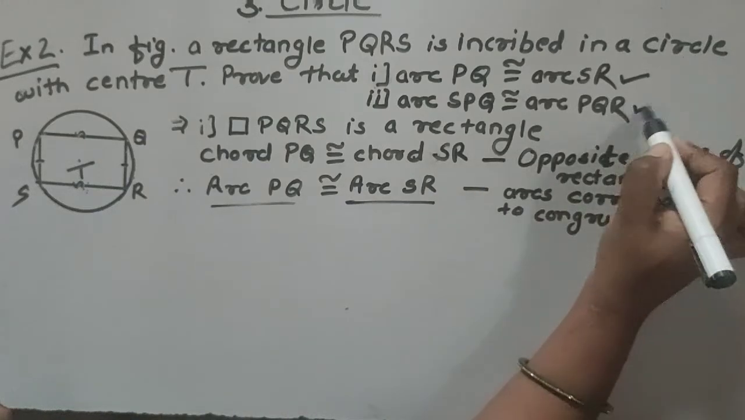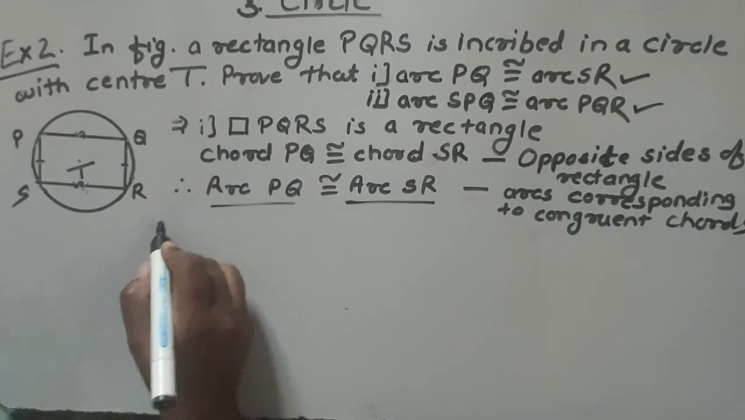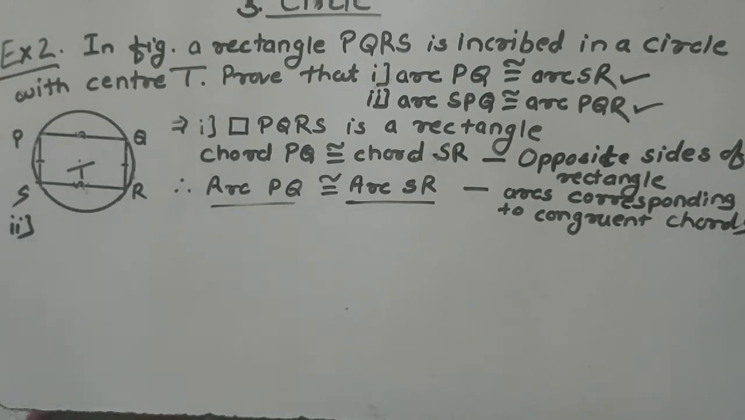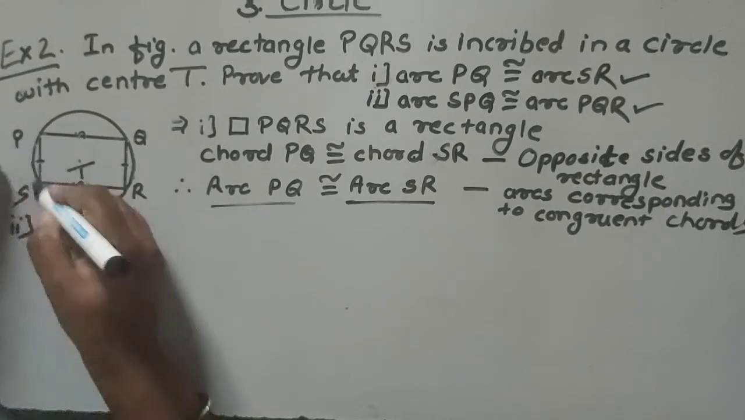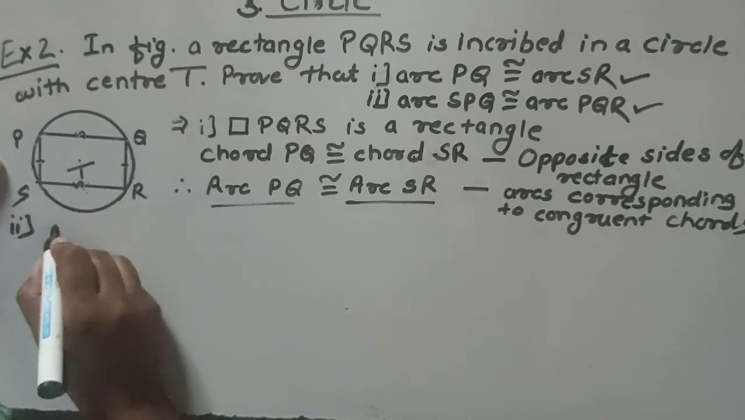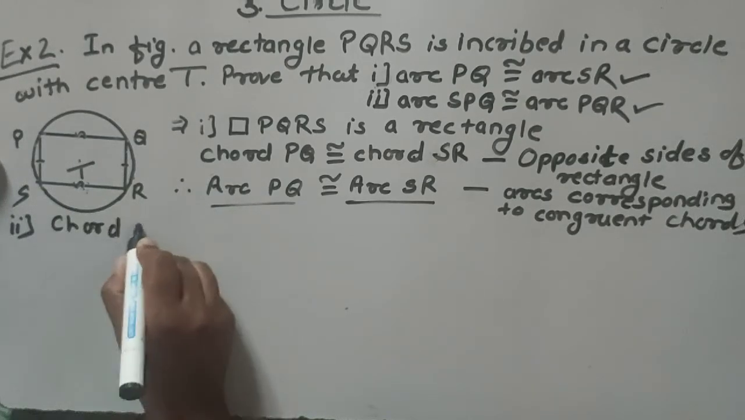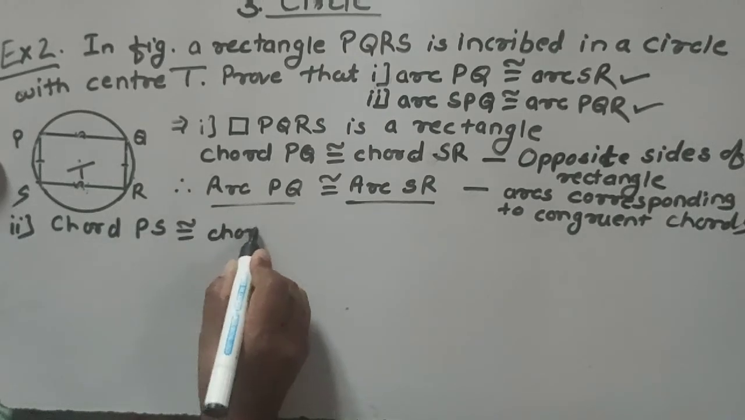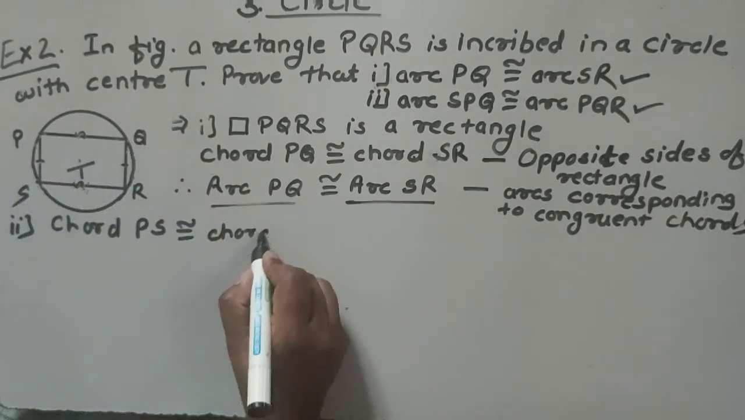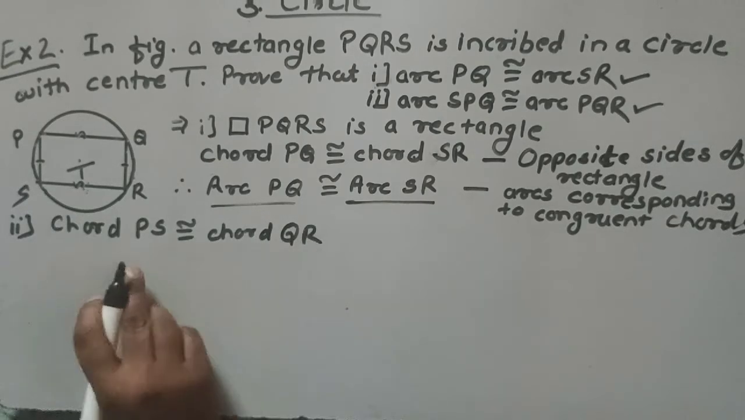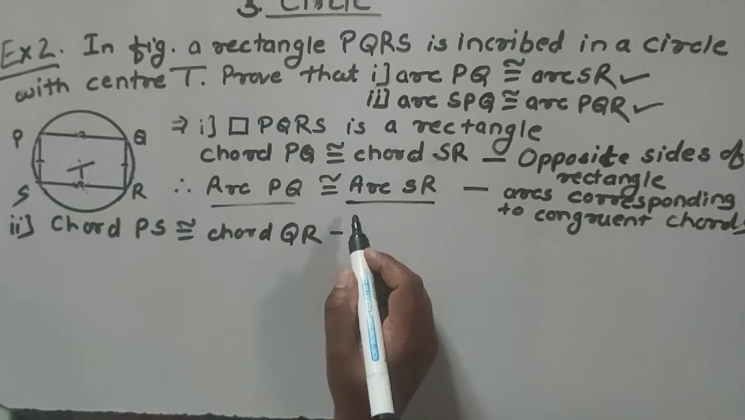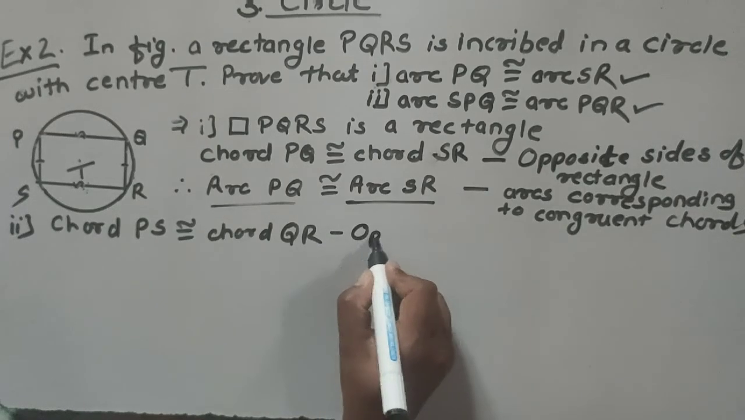Now we will move toward the second proof. In the same way, chord PS is congruent to chord QR. The reason is the same: opposite sides of a rectangle.